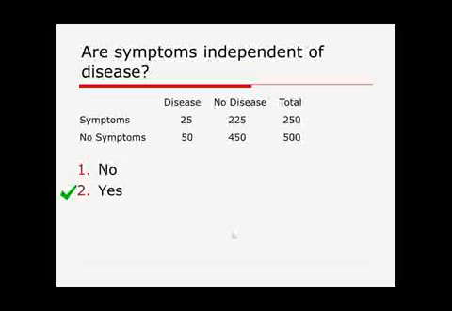Now look at people with no symptoms. 50 of them out of 500 have disease. That's also 10%. So regardless of your symptom status, it's still a 10% probability you have disease. This would suggest that symptoms and disease are independent. If the probabilities are the same, then the two things are said to be independent, or unrelated.